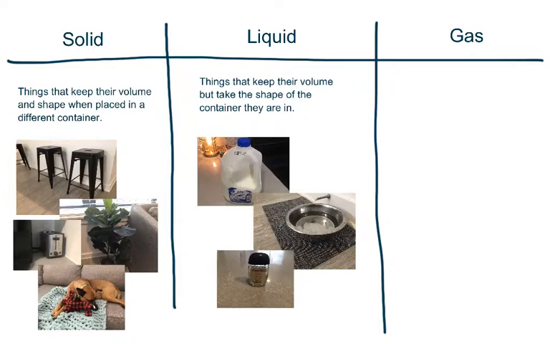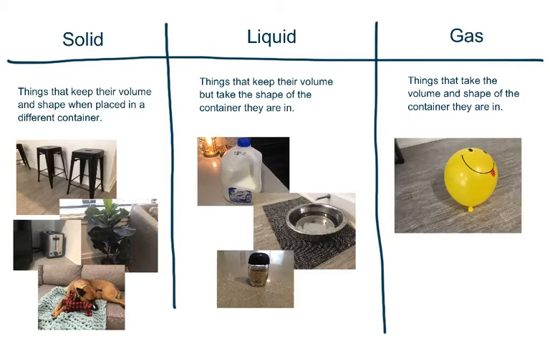Last, let's look at gases. Gases are things that take the volume and shape of the container they are in. So this means that a gas can change its size, and it can also change its shape like a liquid. I found gas in all of the air inside my home. So all the air that I'm breathing in and out is a gas.